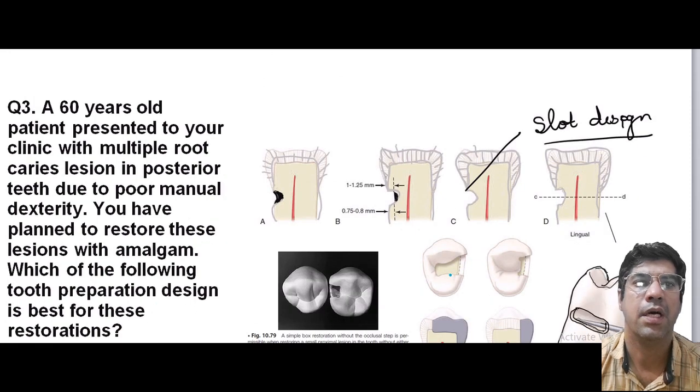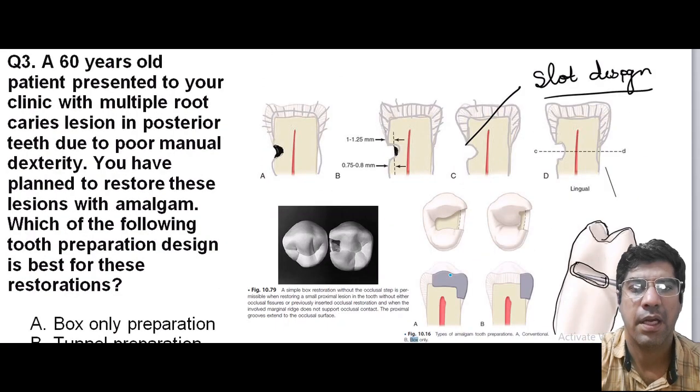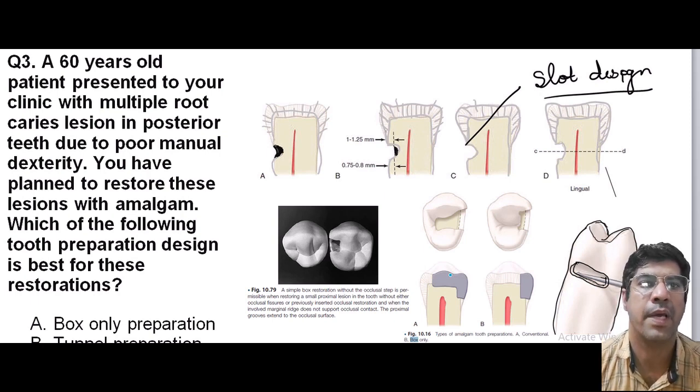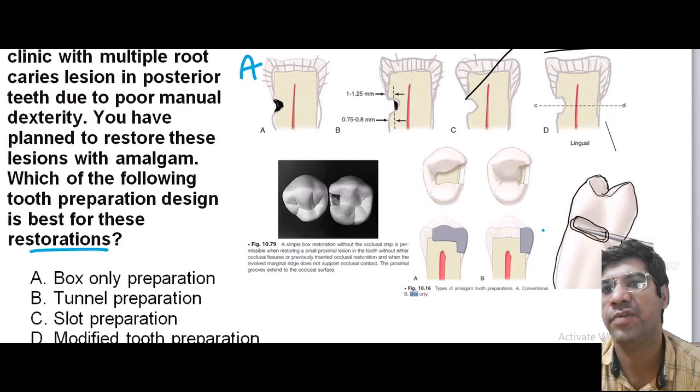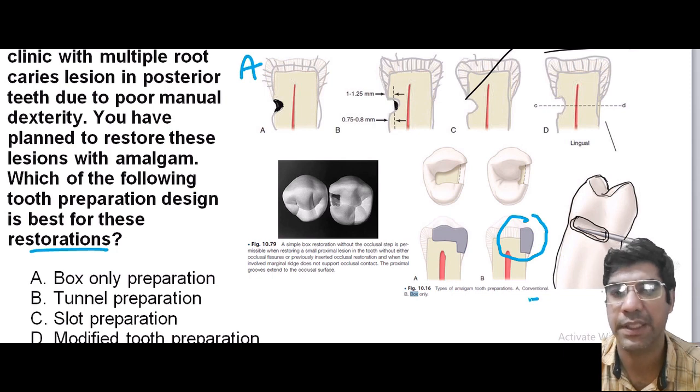The third question: a 60 year old patient presented to your clinic with multiple root caries in the posterior teeth due to poor manual dexterity. You have planned to restore these lesions with amalgam. Which of the following designs is best for the restoration? This one is the box preparation. Option A is the conventional design, and this one is the box design.